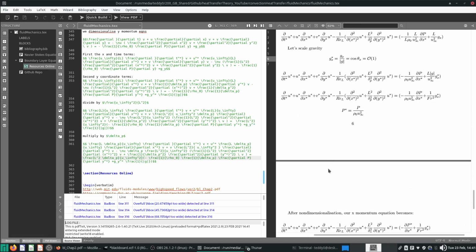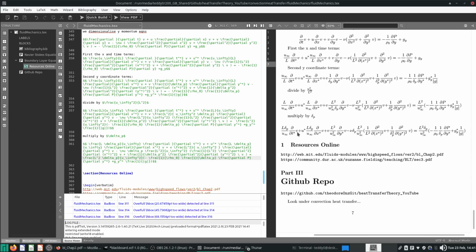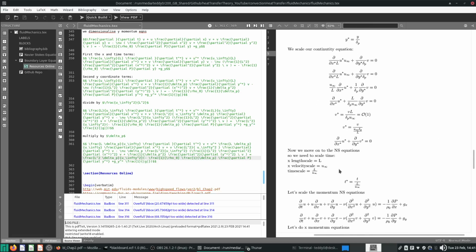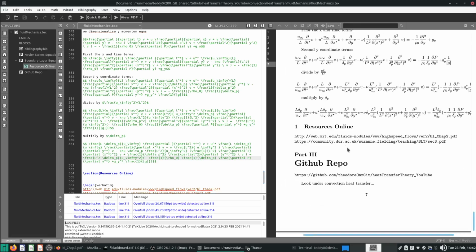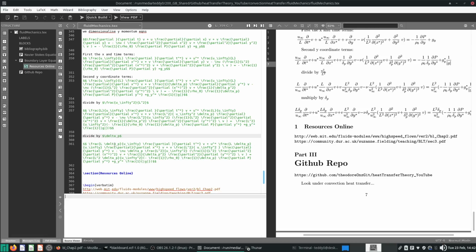Let's see. Okay, based on our definition of v, U and delta p should be opposite. Okay, never mind. I'll divide by delta p instead. Okay, let's do that. Divide by delta p. So let's bring this to the bottom.